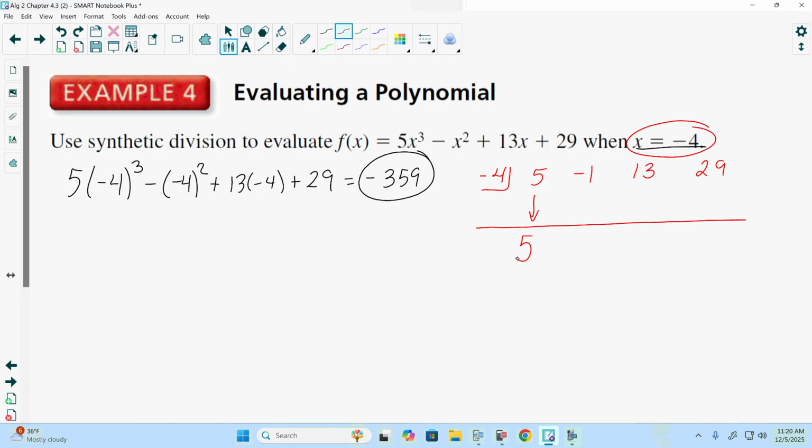And we bring down the 5. Now we're going to go through the process. -4 times 5 would be -20. We're going to add straight down. -1 plus -20 is -21. -4 times -21 is going to be +84. 13 plus 84 is going to be +97. And then lastly, -4 times 97, 8, carry the 2, 36, 38, and it's going to be -368.